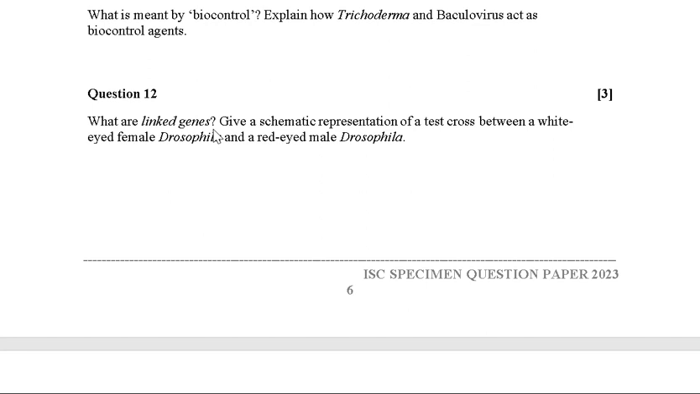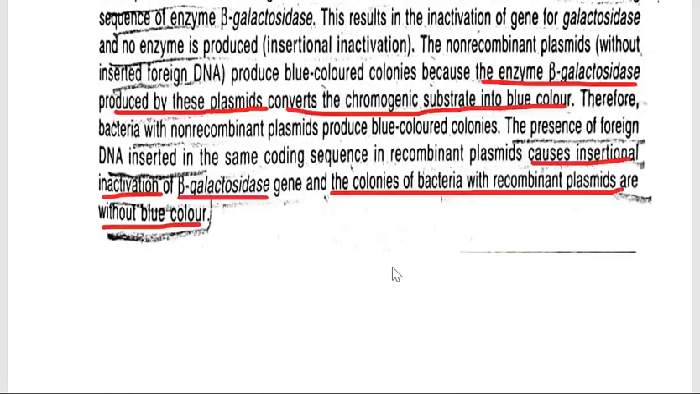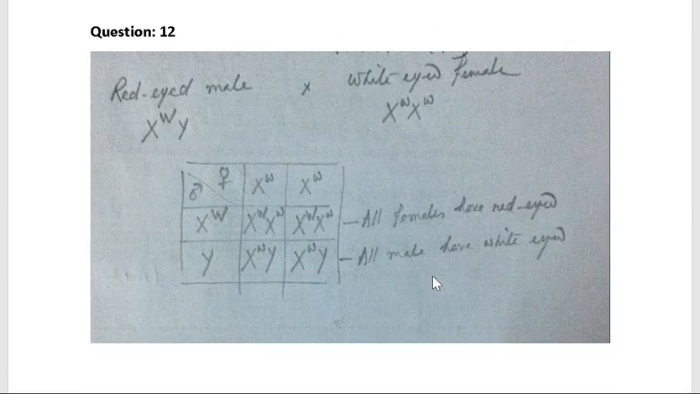Drosophila and a red-eyed male Drosophila. Okay. So this one I already prepared. You can see this. One is asking for a red-eyed male, so for male I have written XY. For the white-eyed female, I have written XX. Now the red-eyed trait is actually the dominant one, so that's why I have given capital W. And for the white-eyed female, as it is the recessive one, I have written small w. So X capital W for the red-eyed male and X small w for the white-eyed female.